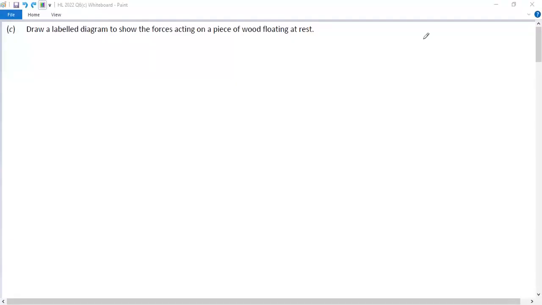Hi everyone, I'm just going to do a really quick one with you today. This is question 6C from the 2022 higher level paper. We've been slowly working our way through that paper.